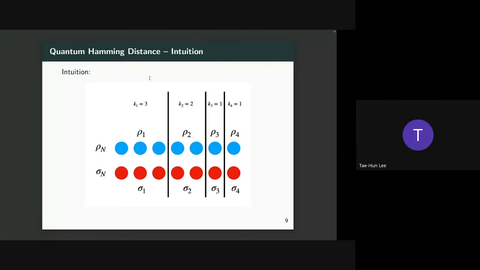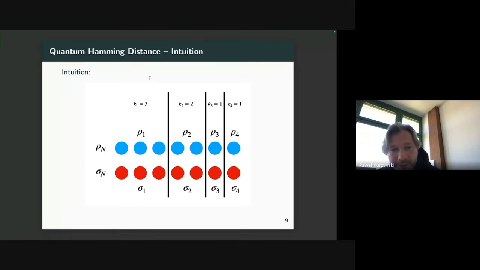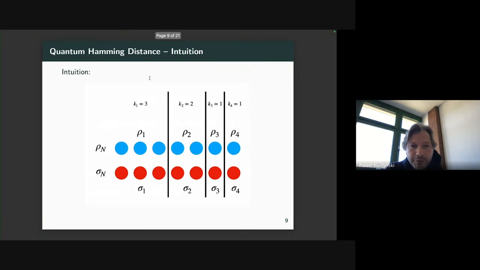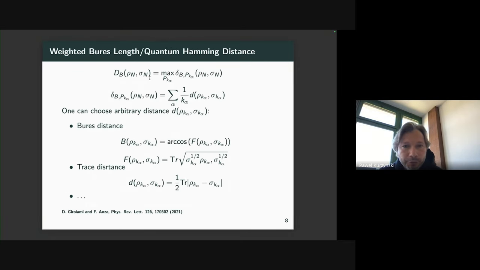Okay. But I'll be happy to discuss this issue later. Okay, and now you see that this formula actually is quite complicated. So you can imagine that it's not easy to calculate it for an arbitrary quantum state.